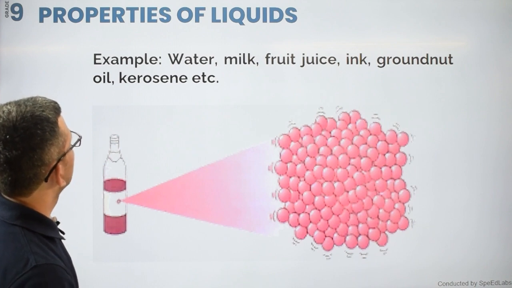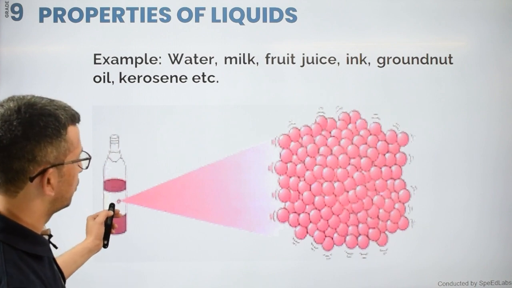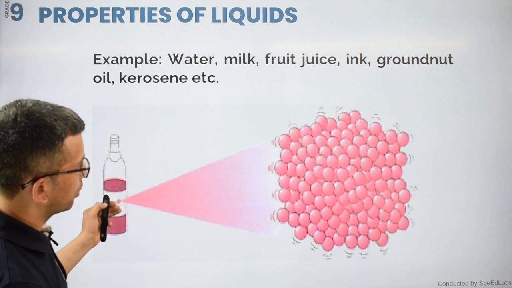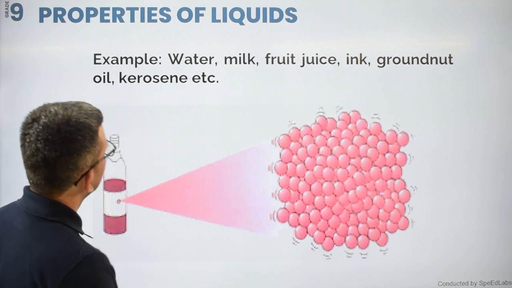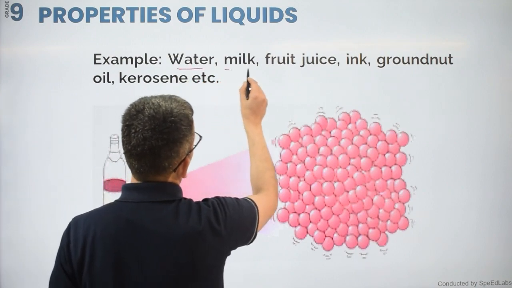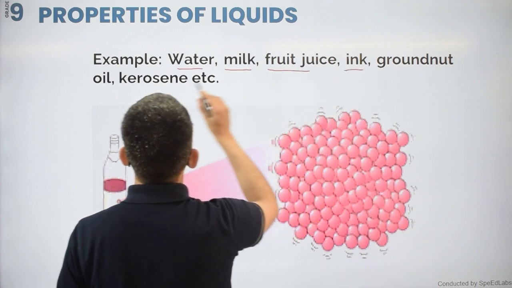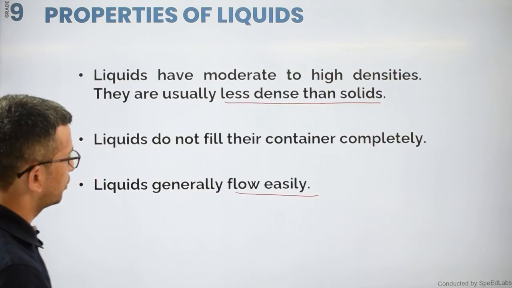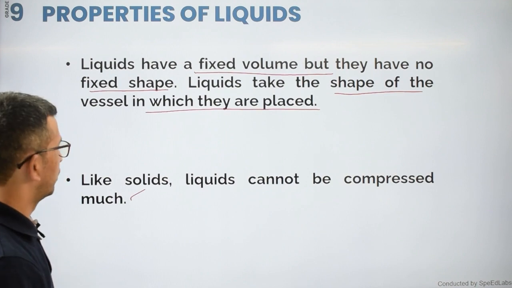Now what about the properties of liquids here? Here I have one liquid which is filled in a bottle. A few examples you can see here are water, milk, fruit juice, ink, groundnut oil and kerosene. These are a few examples of liquids.